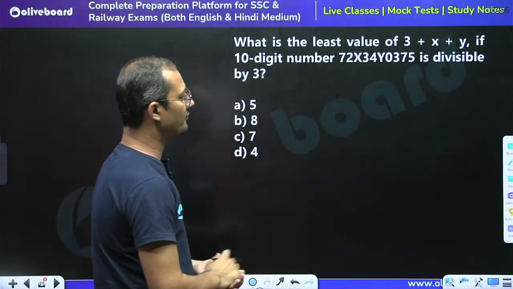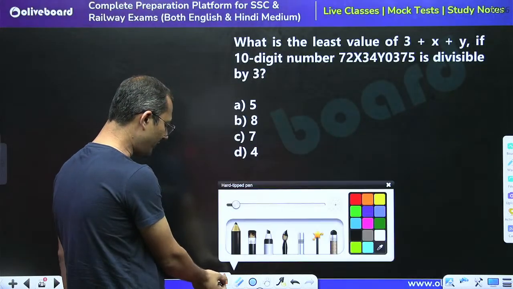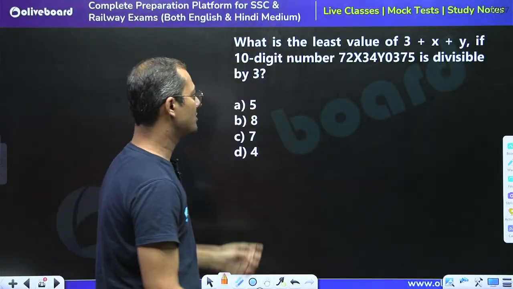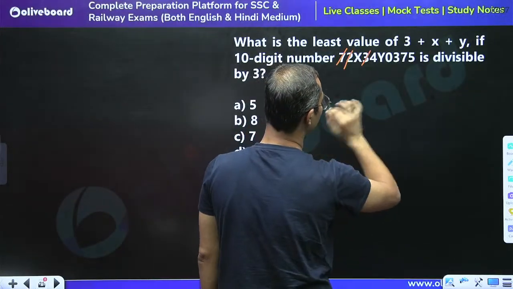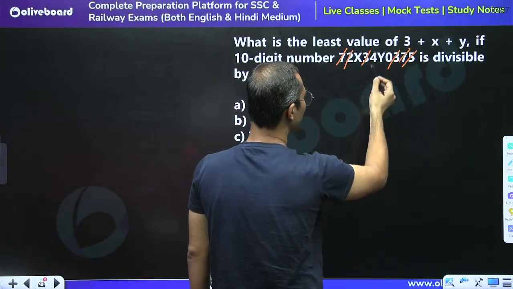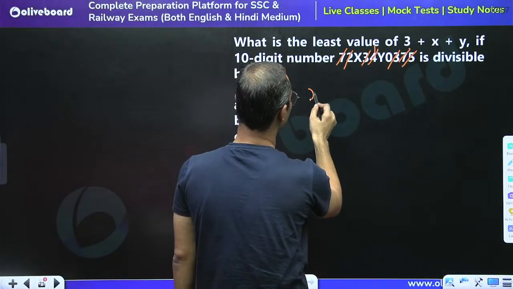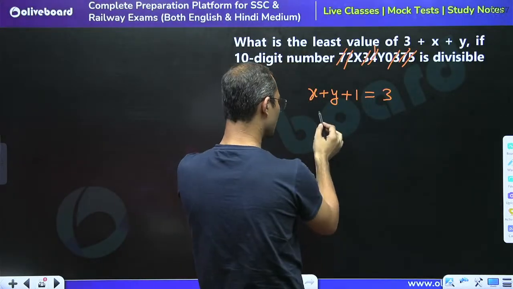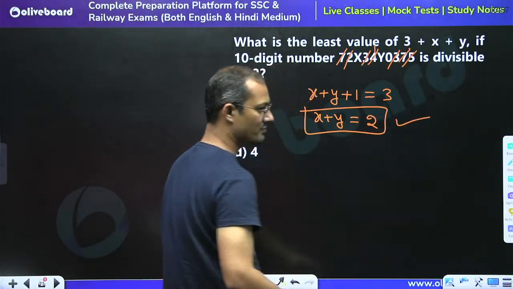What is the least value of 3 plus x plus y if the 10-digit number is divisible by 3? See, if a number is divisible by 3, the sum of all digits must be divisible by 3. So 7 and 2 is 9, divisible, so leave it. 3 is also divisible. 3 is also divisible. 7 and 5 is 12, also divisible. So in 4, 3 is divisible, remaining is 1. So x plus y plus 1 must be equal to 3, so that it can be divisible. So the value of x plus y must be equal to 2.